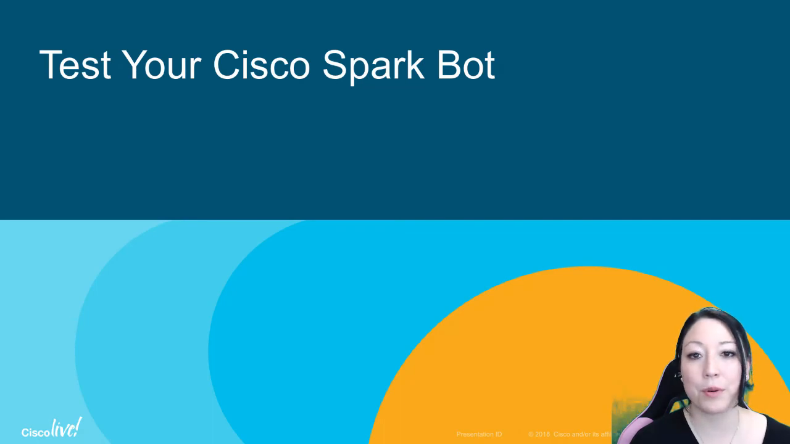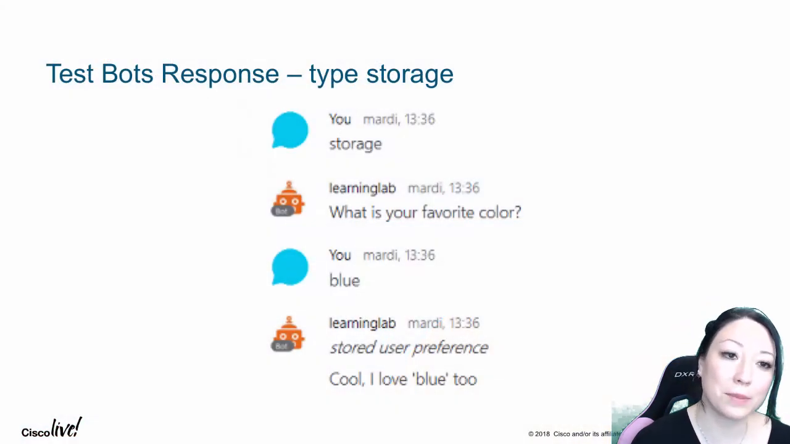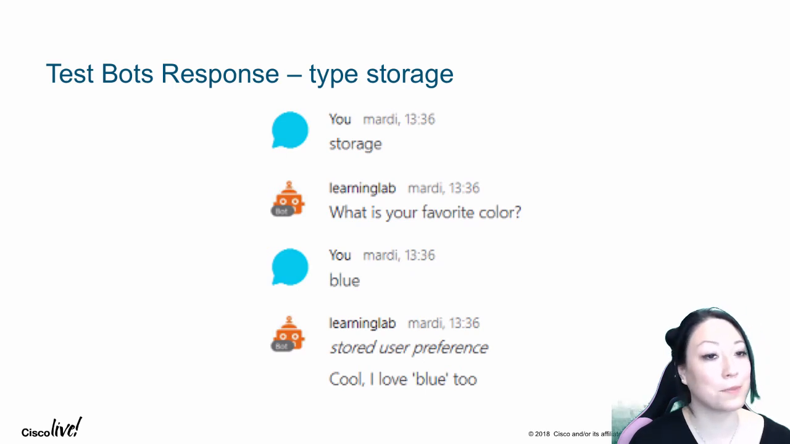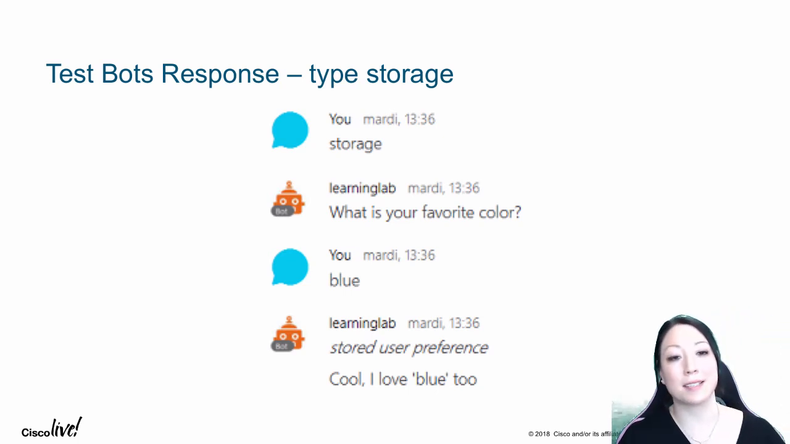So now you're going to want to test your Cisco Spark bot. Go back to web.ciscospark.com or your Cisco Spark app and message your bot. Type in the word storage, and if it responds within a few seconds, "What is your favorite color?", and you type in a color name, then it's a success.